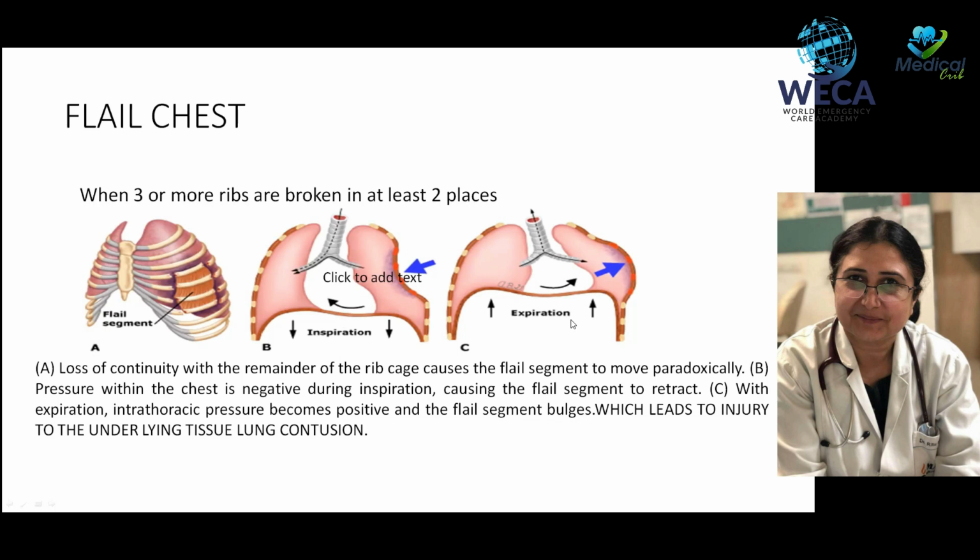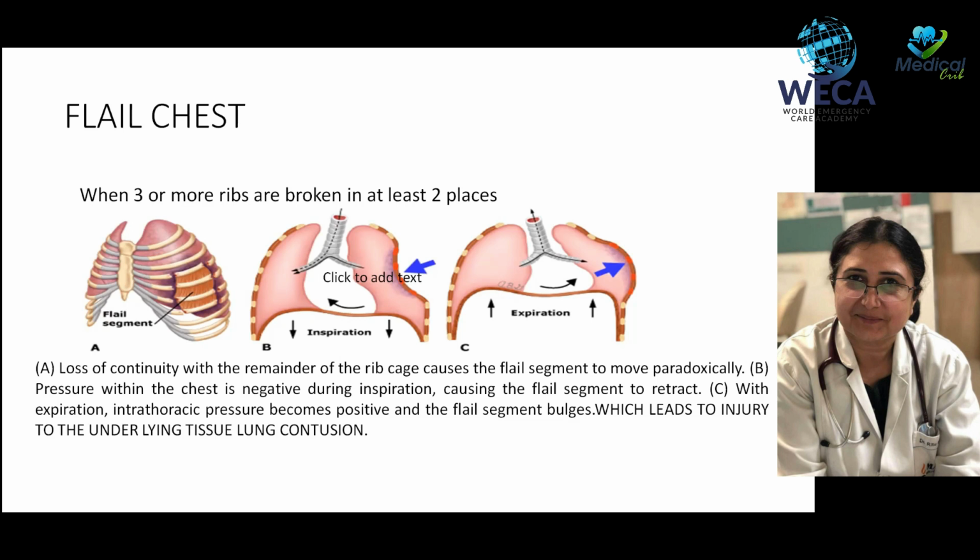which leads to injury to the underlying tissues like lung contusion, pneumothorax, hemothorax. The signs of flail chest include pain in inspiration causing shallow breathing or reduced inspiratory effort, tenderness of the chest wall, palpable crepitus of displaced rib, deformity of the chest wall. So, depending on all these signs and symptoms, one must think of flail chest and treat the patient accordingly.